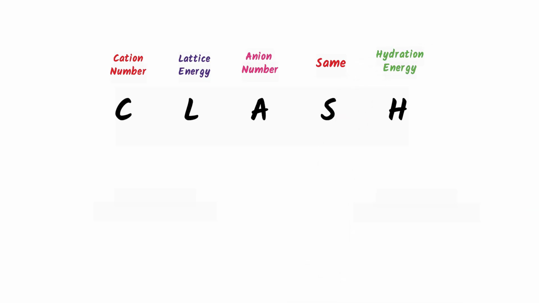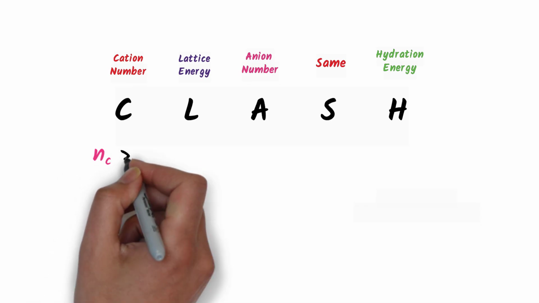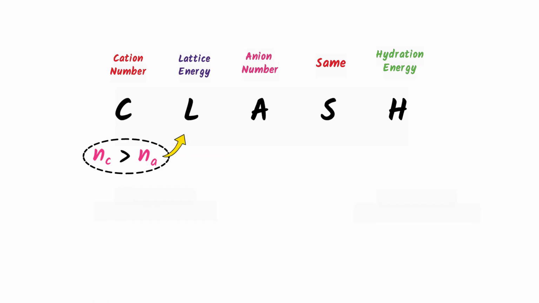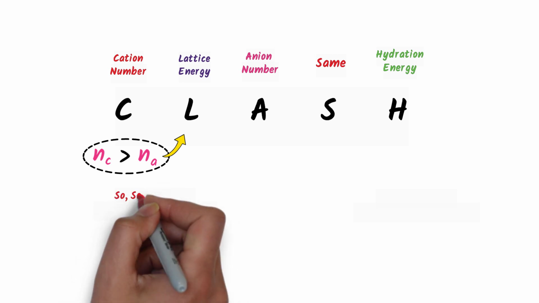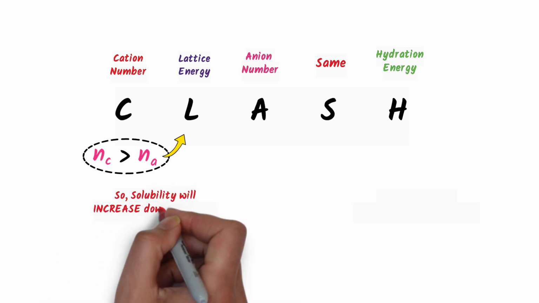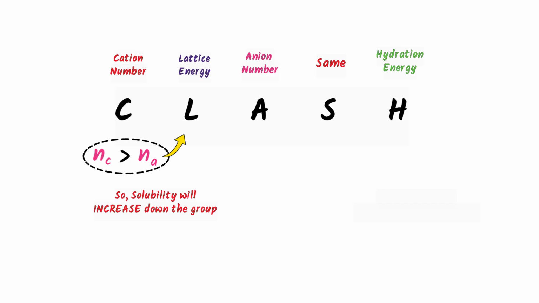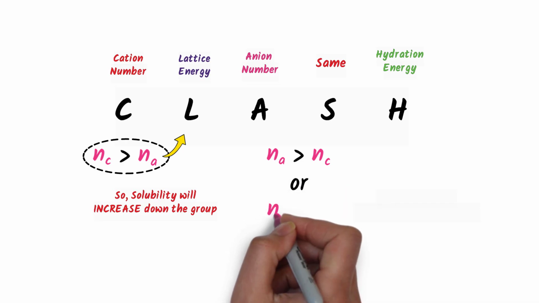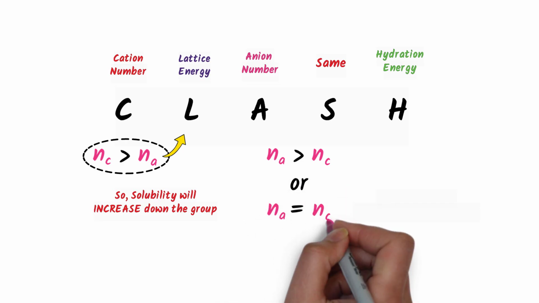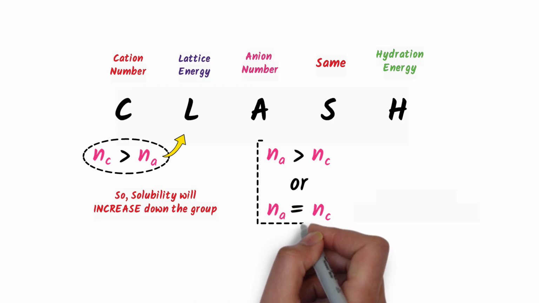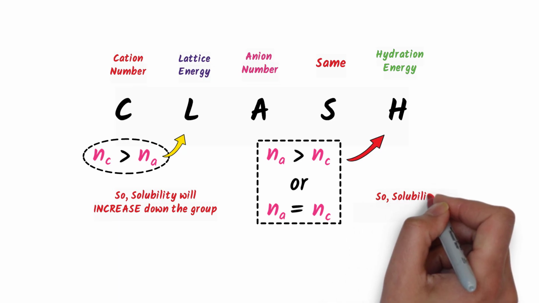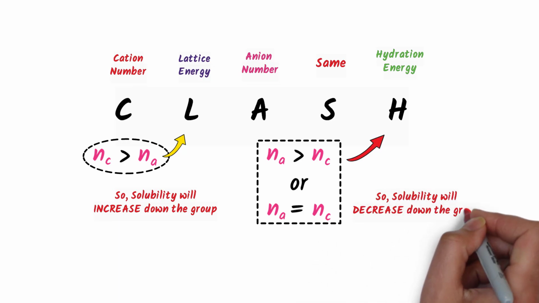Now, if the number of cations is more than the number of anions in a salt, then lattice energy will be the dominating factor. Once the lattice energy is the dominating factor, clearly solubility will increase down the group. However, if the number of anions is greater than the number of cations, or the number of anions is equal to the number of cations, then it is the hydration energy which is the dominating factor. So, solubility will decrease down the group.